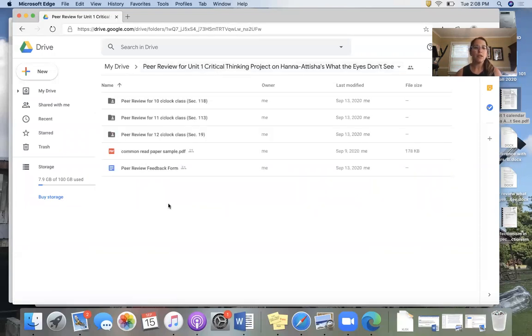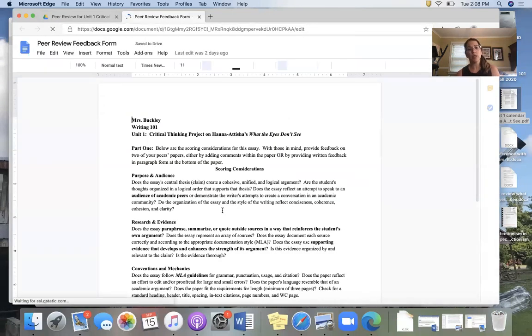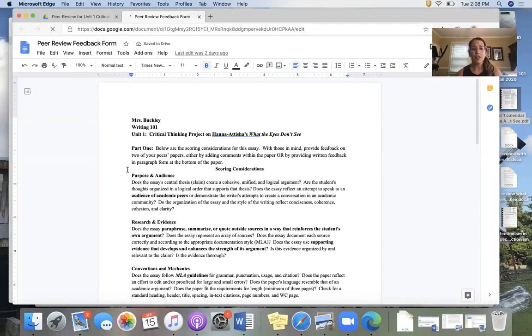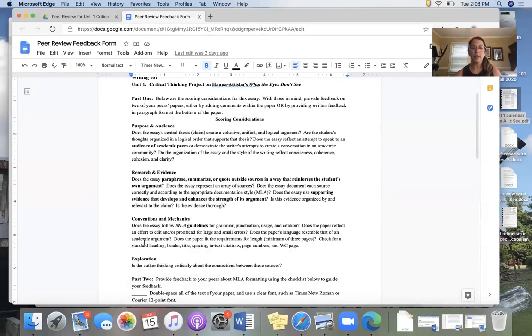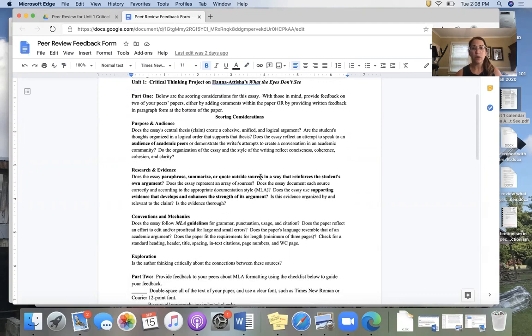I'm going to move this form over into every folder here so you guys can have easier access to it. But the peer review feedback form is right here. What you can do is click on it and just keep this up, or you can go through it and write down notes. Okay, this is what Ms. B wants me to pay attention to as I read my peers' paper. So these are the scoring considerations. These are the things I'm taking into consideration when I grade the paper, okay?